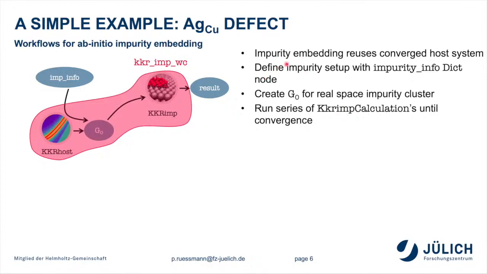Here we reuse the pre-converged system to write out our G naught of the host system in the impurity cluster that we need. And this gets information from this impurity info dictionary node that contains the information on the position, etc. of the impurity that we want to run. And then also here in this step of the impurity calculation, we run a series of KKR imp calculations to finally reach convergence in a robust way.